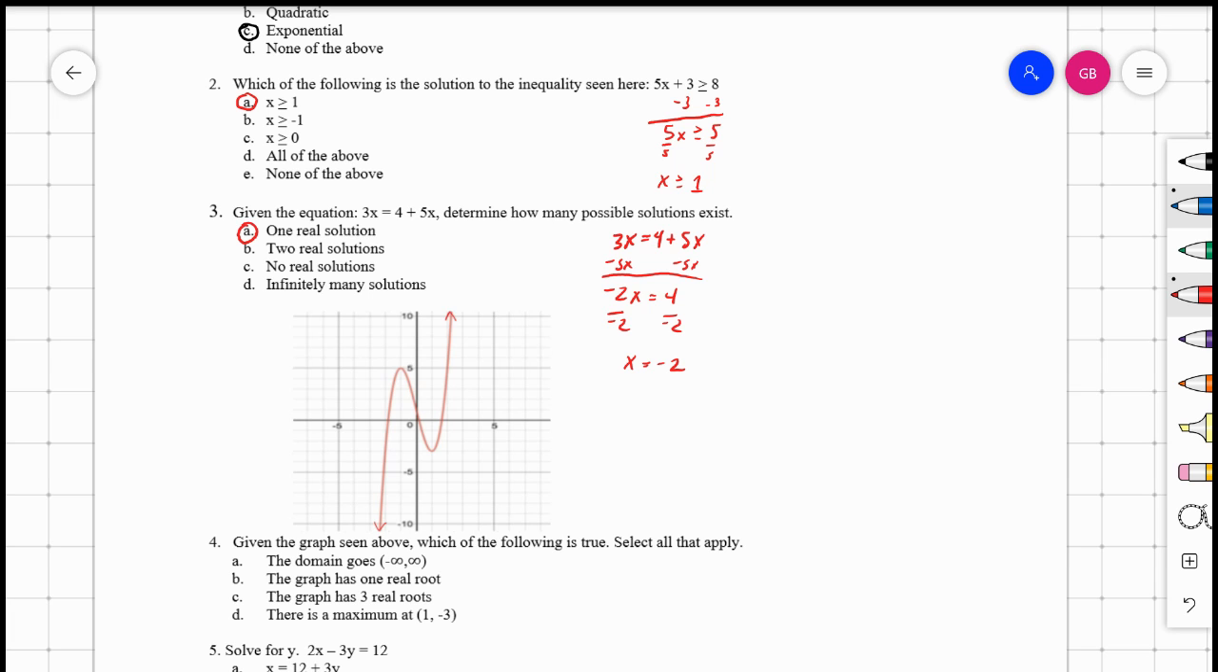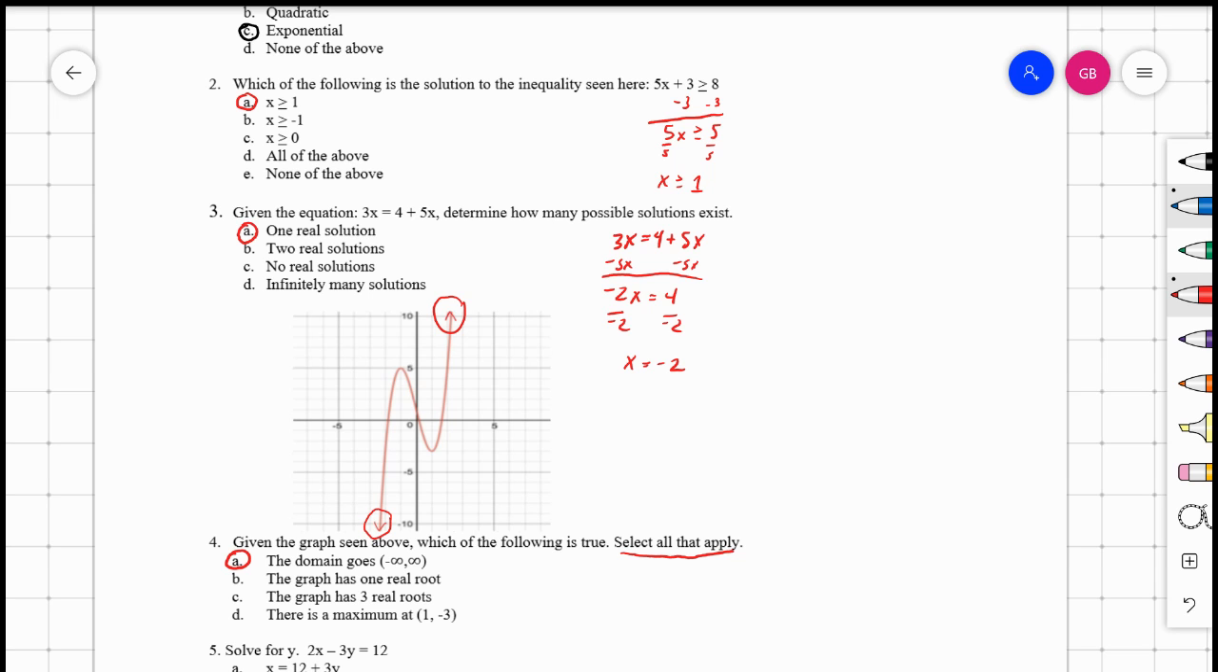Number 4, given the graph above, which of the following is true? Select all that apply. So make sure we check all the 4 answers. The domain goes from negative infinity to positive infinity. That is true. All right, it keeps going to the left and it keeps going to the right.